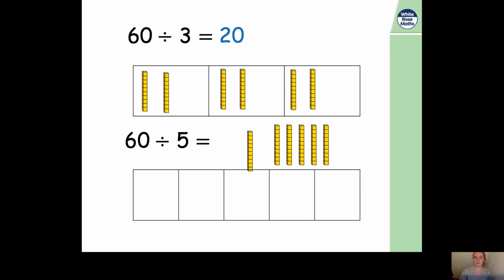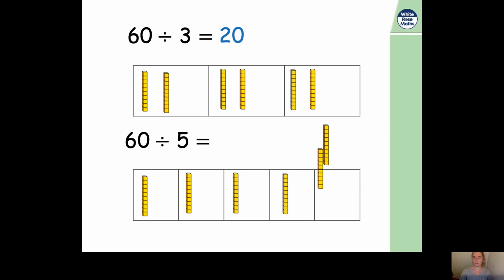Well, let's share them out. So let's put 1 in each group. And then, oh, we've only got 1 piece of base 10 left to share, and we've got 5 groups. So if we shared it into the first group, that wouldn't be equal, would it? Because the first group would have 20 and the other groups would each have 10. So we can't do that.